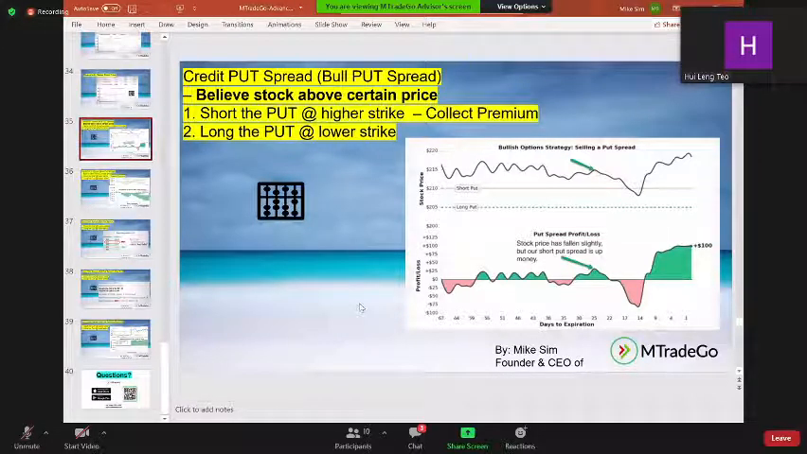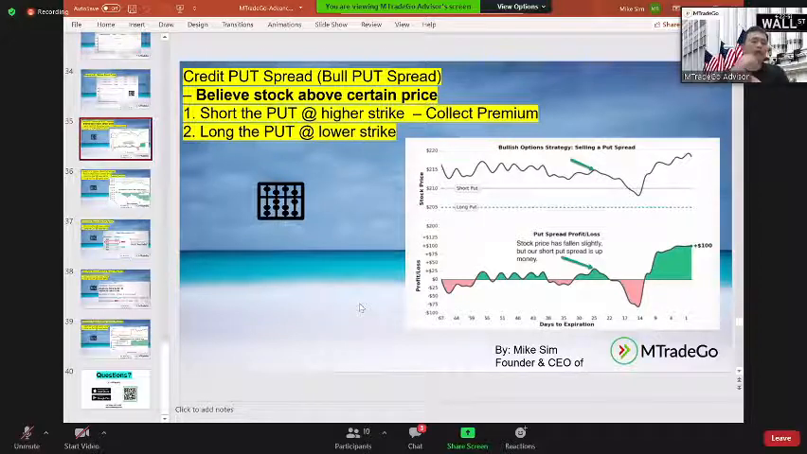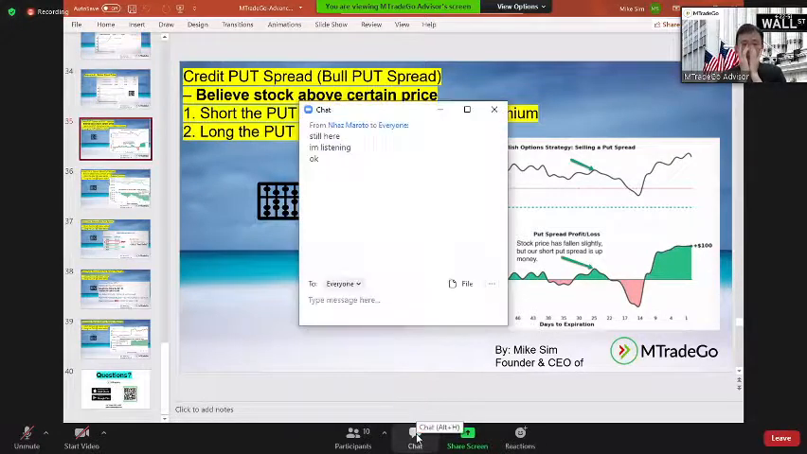I don't get it. Okay, you don't get it. Okay, what is the meaning of credit here? Credit is you will have a net premium. Understand? In accounting terms, credit means money in your pocket. Debit is out of your pocket, okay?